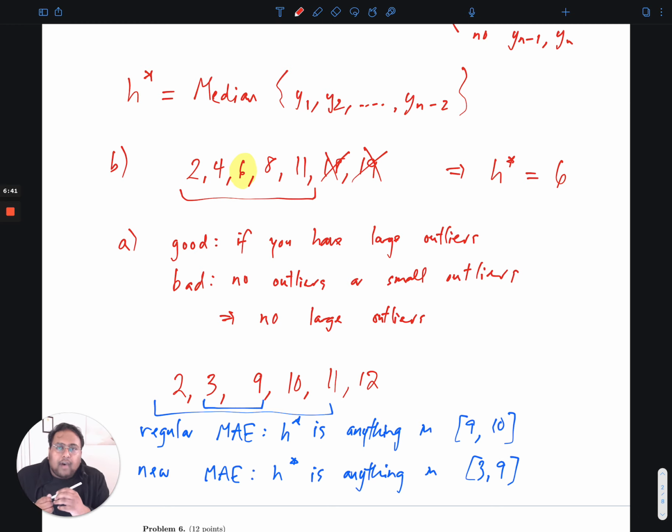But 3.5 would be a horrible prediction for the data points 9, 10, 11, and 12. So in this case, this prediction strategy is actually pretty bad. At a high level, this would be good if you have large outliers and bad if you don't have large outliers. Hopefully that was clear. If it wasn't, feel free to post on Campus Wire.